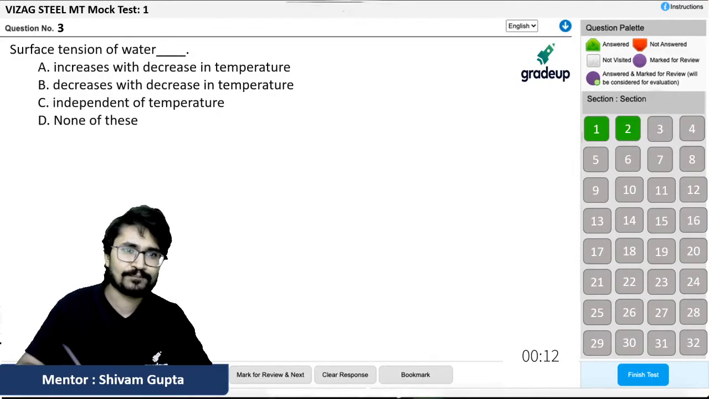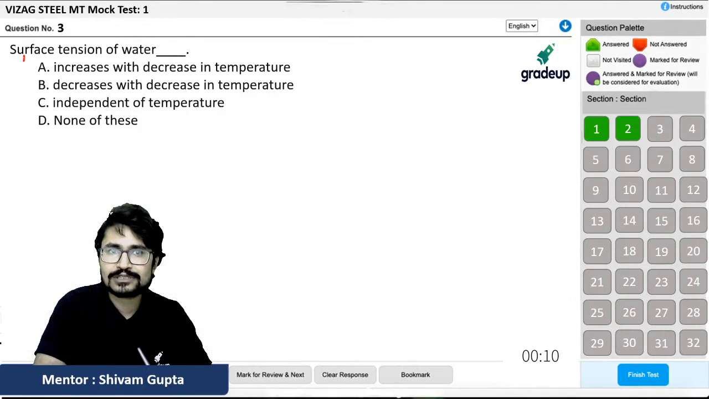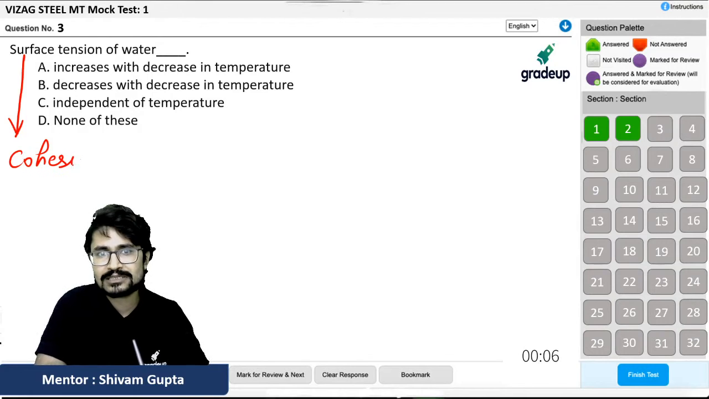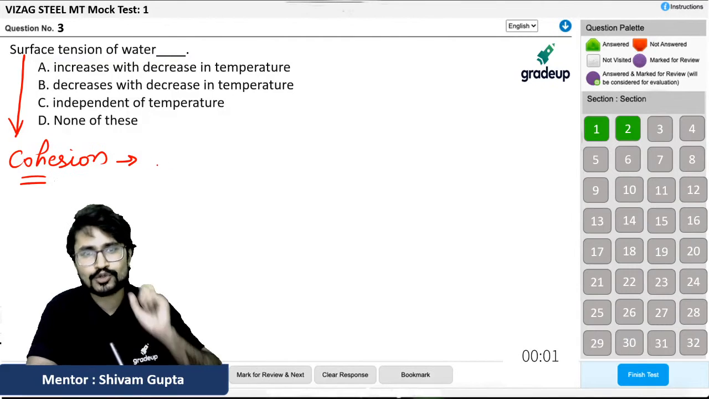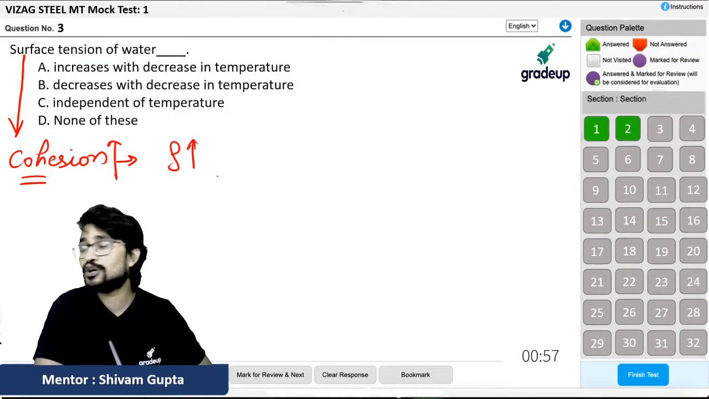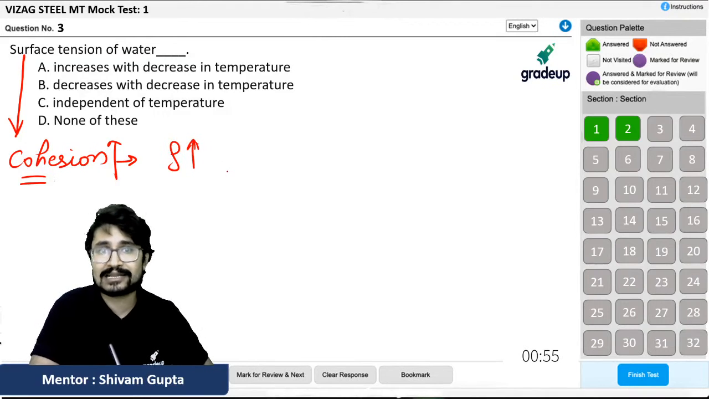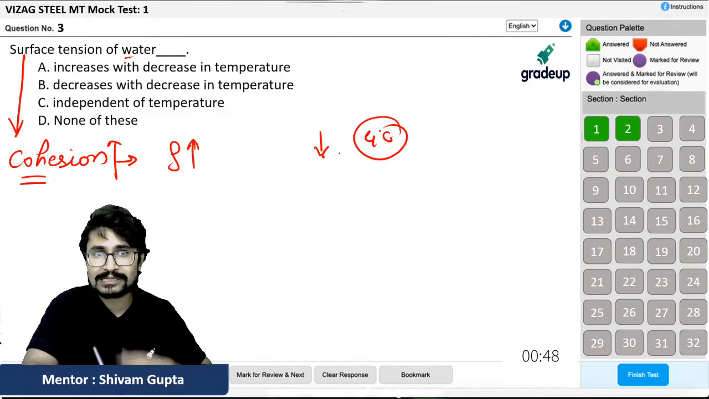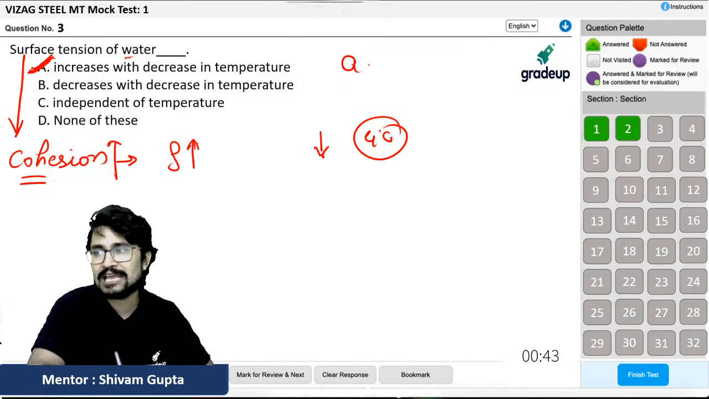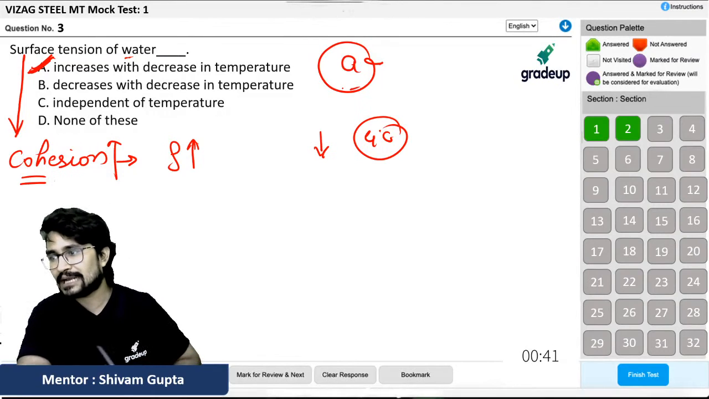Just see. Surface tension is a function of cohesion. Everybody knows that surface tension is a function of cohesion, right? And you should know that if cohesion increases, then the density of the material also increases. For increasing the density of water, you should decrease the temperature to 4 degrees centigrade. So for decreasing the temperature, the surface tension will increase. Option number A will be the correct answer.